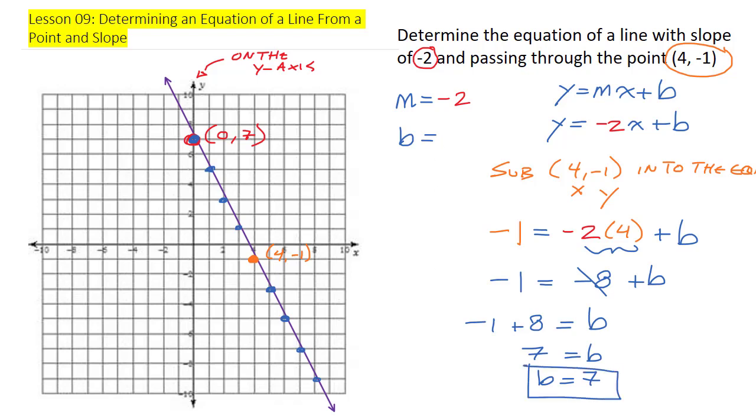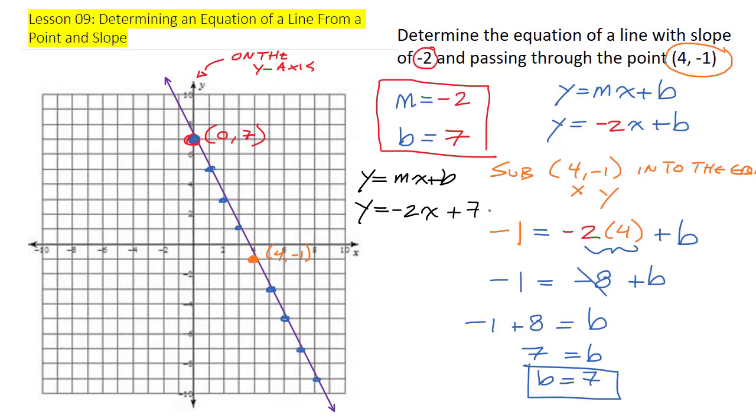Put it right up here. b is 7. So you've got m and b, and now you can write the equation. y = mx + b. We're going to replace the m with -2, which we already knew, and replace the b with 7. And there's my equation. Same equation we got from the graph, but much, much quicker.